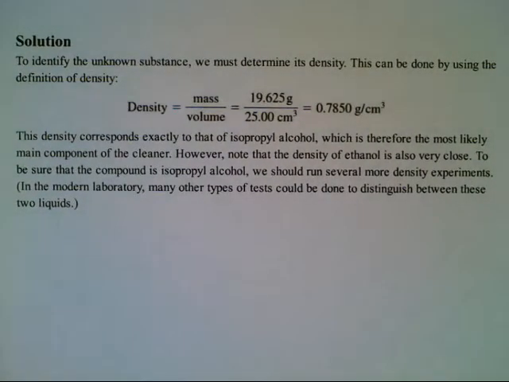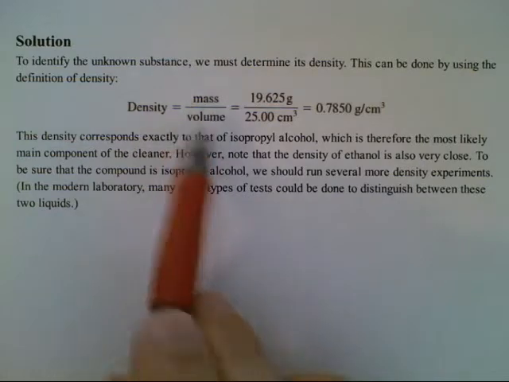So to identify the unknown substance, we must determine its density. That's what we're doing here. This is a determining density sample problem. Now this can be done by using the definition of density. The definition of density is that it is mass divided by volume.